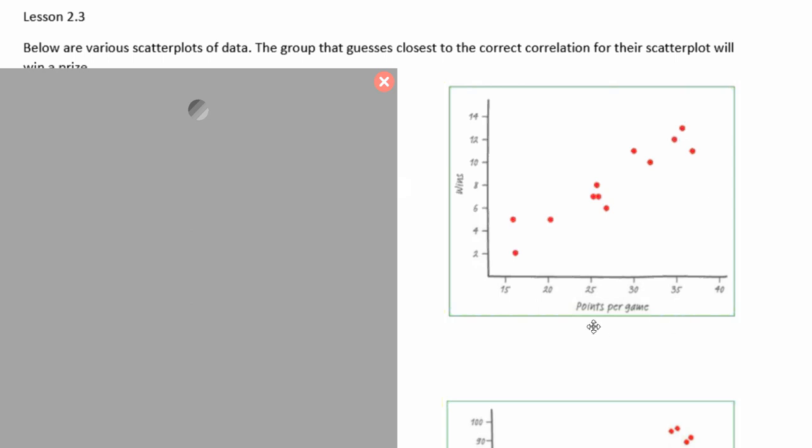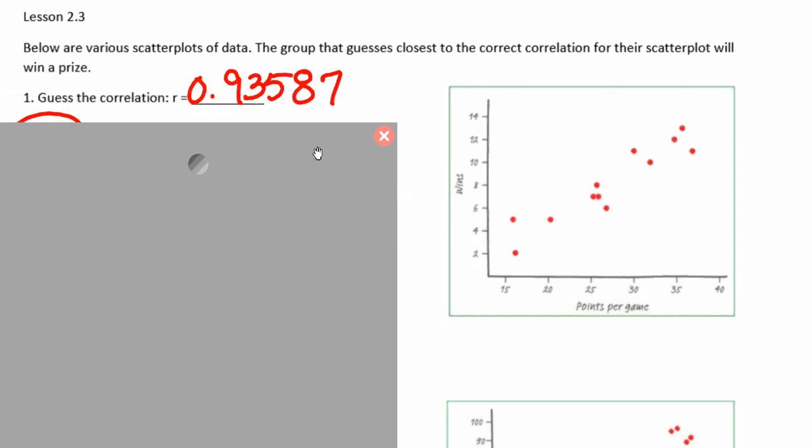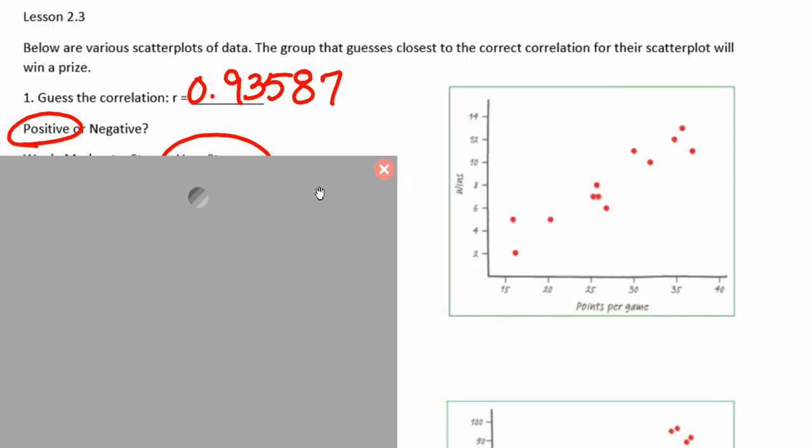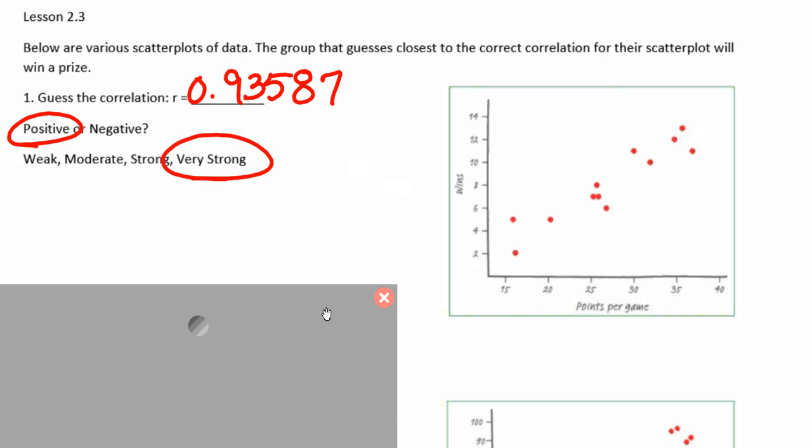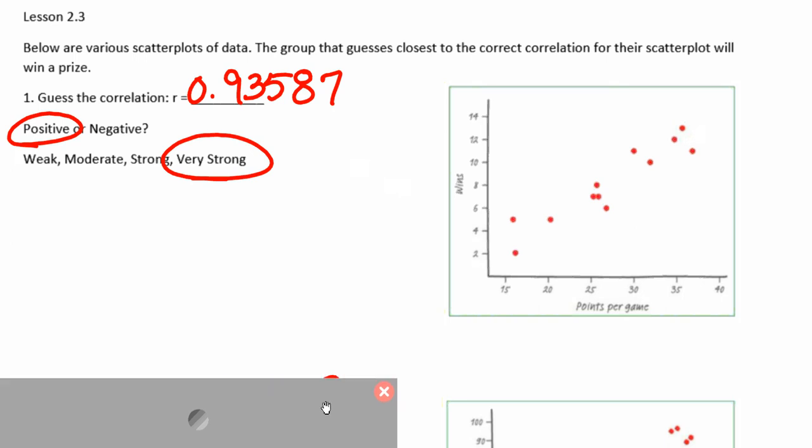All right, we've got our explanatory variable being the points per game, our response variable being the number of wins. The correlation coefficient is 0.93587. We have a very strong positive relationship here with those data points.